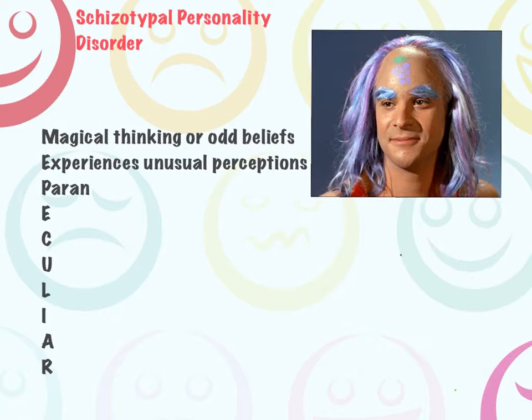Paranoid ideation. They believe in conspiracy theories. They might not think that the CIA is listening to them, but they think the CIA is listening to somebody.